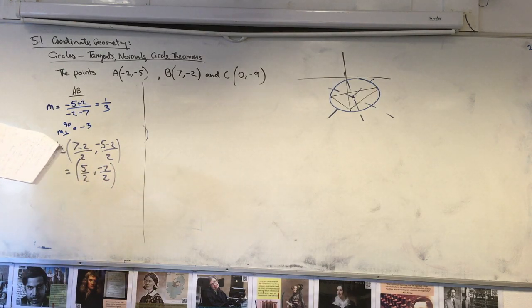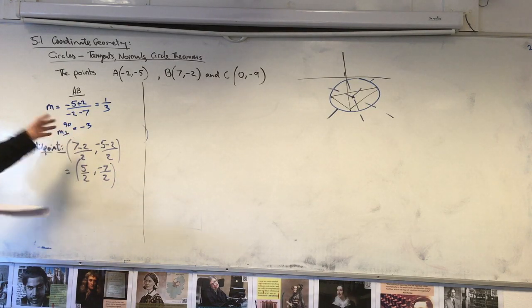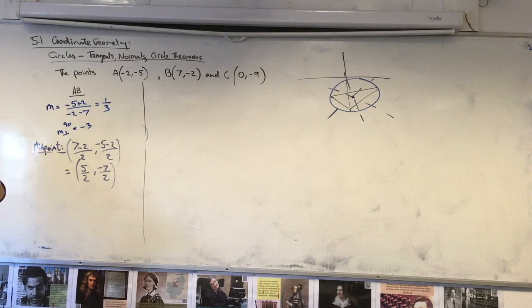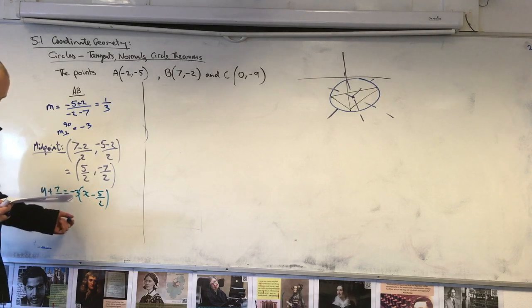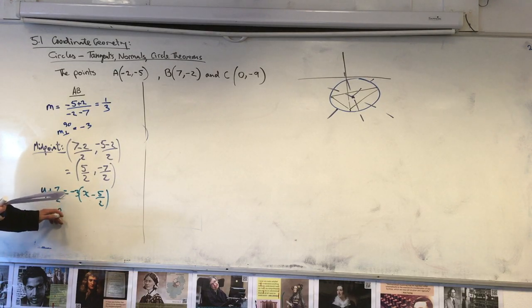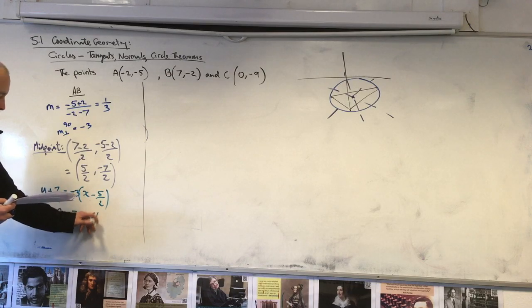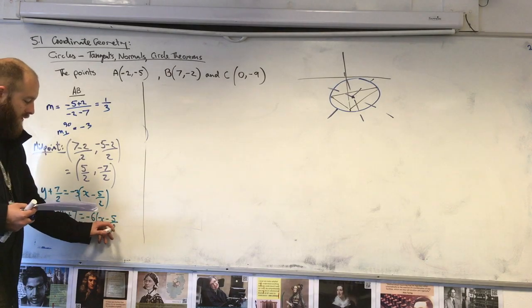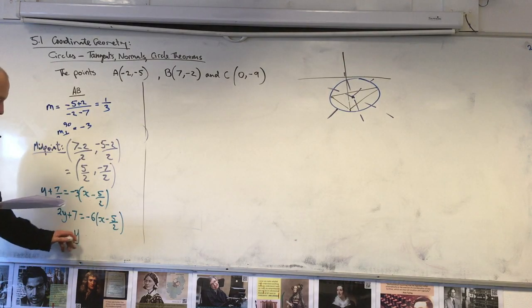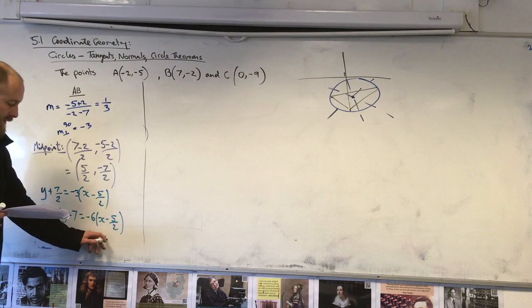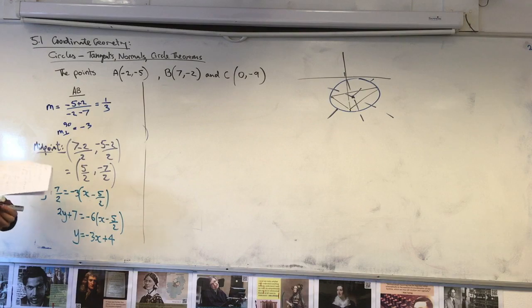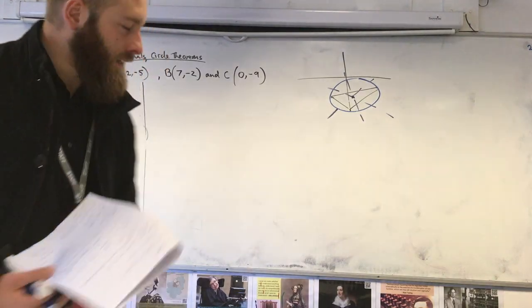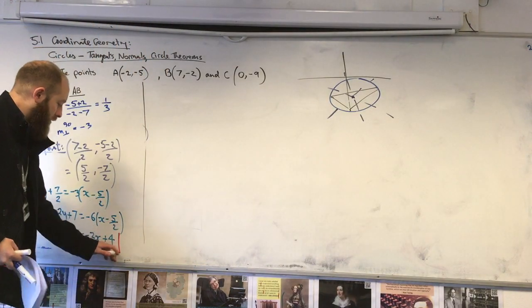which gives us 5 over 2, minus 7 over 2 as our midpoint. So if we combine those two aspects, we can find the equation of the perpendicular bisector to AB. So there we go, and following that one through, we end up with, times it all by 2, and we end up with y equals minus 3x plus 4. So that's our perpendicular bisector for AB.